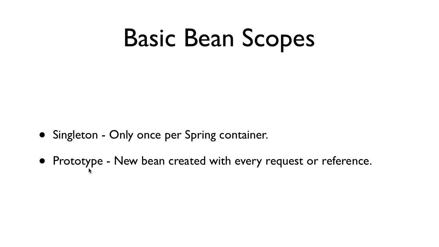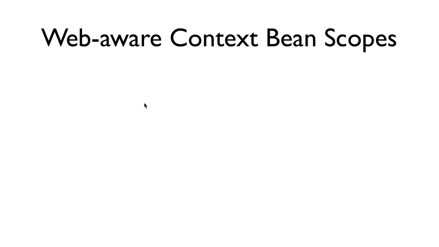So every get bean creates a new instance, or every reference creates a new instance. So these are the two basic bean scopes that Spring has. There are a few other scopes which are the web-aware scopes. Now, what I mean by web-aware is Spring actually ties in very well with web applications.